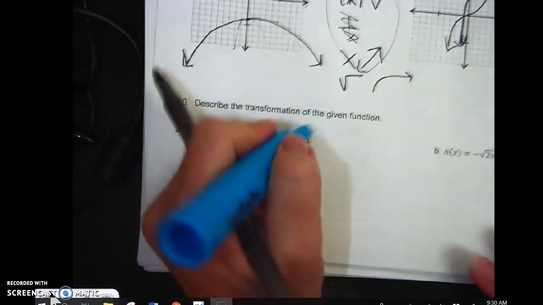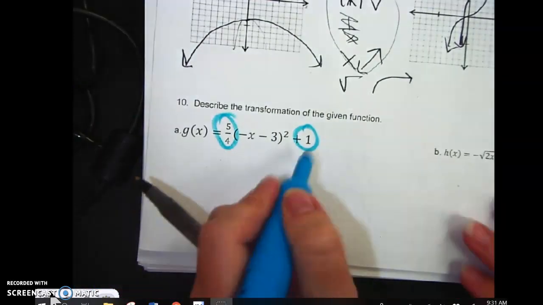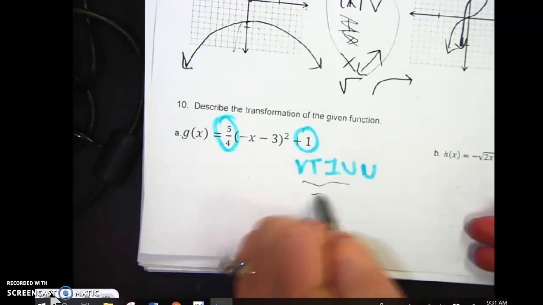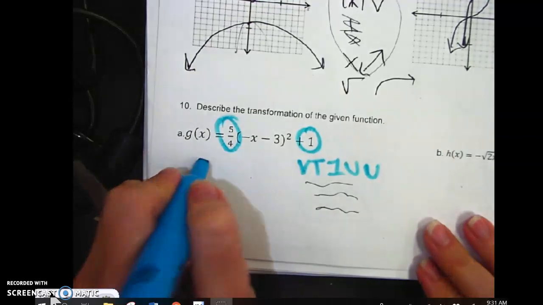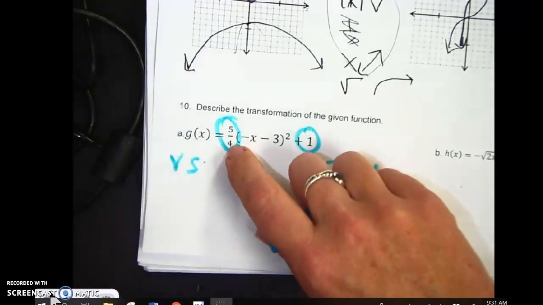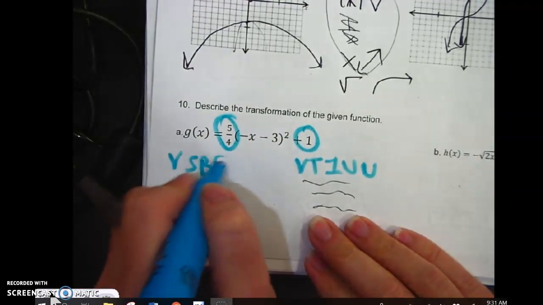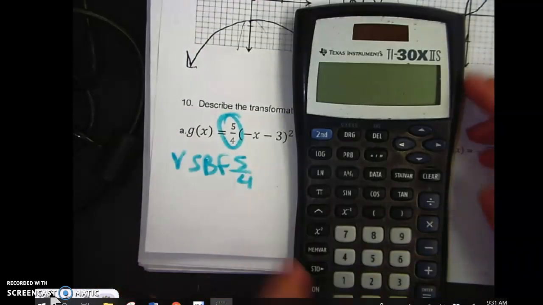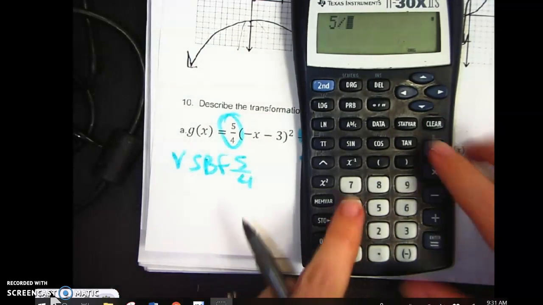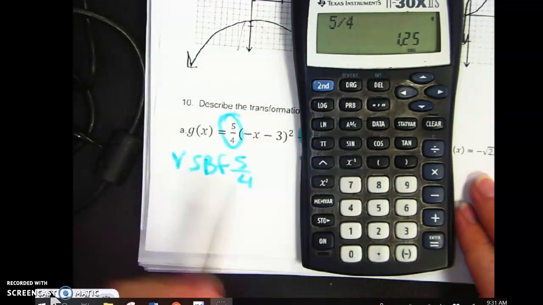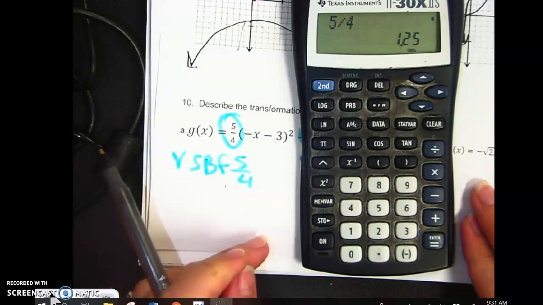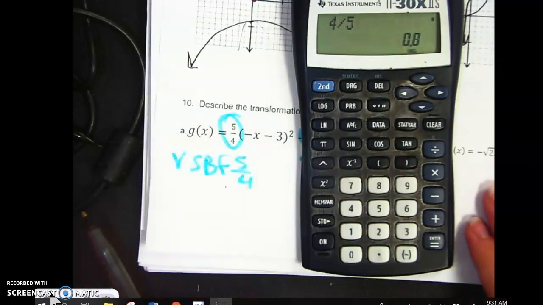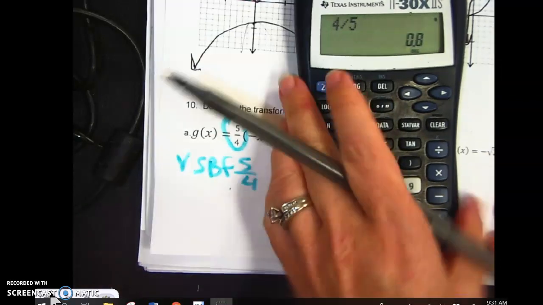I'm going to start with the vertical because that's easier for me. This would be a vertical translation, 1 unit up, but of course you'll write it out, vertical translation, 1 unit up. This is a vertical stretch because it's bigger than 1 by a factor of 5/4. And as some of you go, I don't know if it's a stretch or not. If I go 5 divided by 4, it's more than 1. If it's more than 1, it's a stretch. If it was 4 divided by 5, that's less than 1. That's a compression.